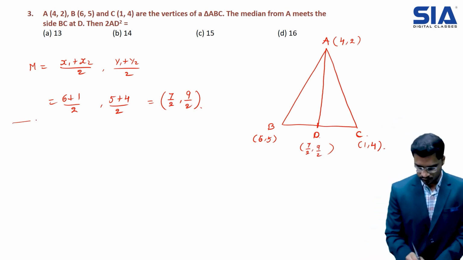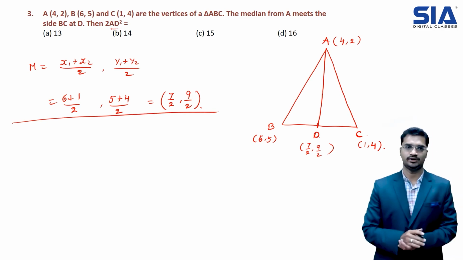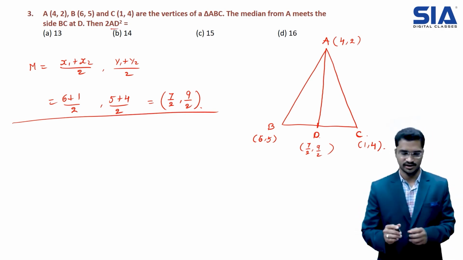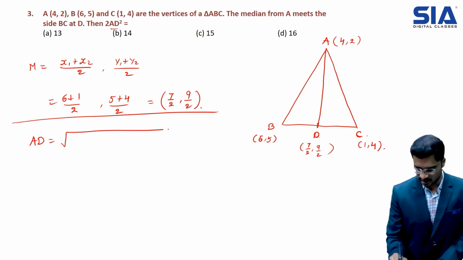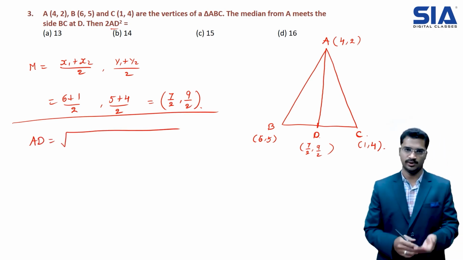Now we have to find AD. We know the distance between A and D is the square root of (x2 minus x1) whole square plus (y2 minus y1) whole square.